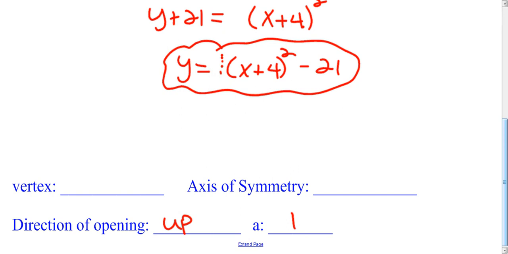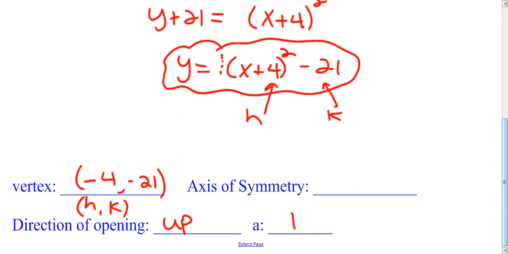My vertex will be, you'll take what's in the parentheses. Remember, your vertex is h and k. Your h comes from right here, but remember when it's in parentheses, it's the opposite sign, really, is how you can think of that. So that's -4. And then your k comes from this number right here, which would be -21. So your vertex is (-4, -21). Your axis of symmetry is just x equals whatever the x coordinate of your vertex is. In this case, it would be x = -4.